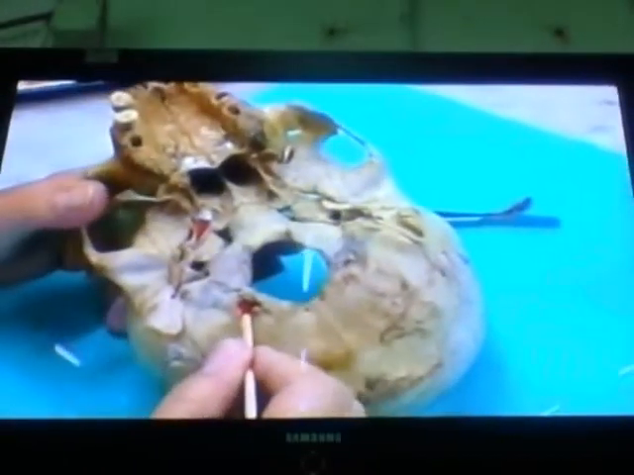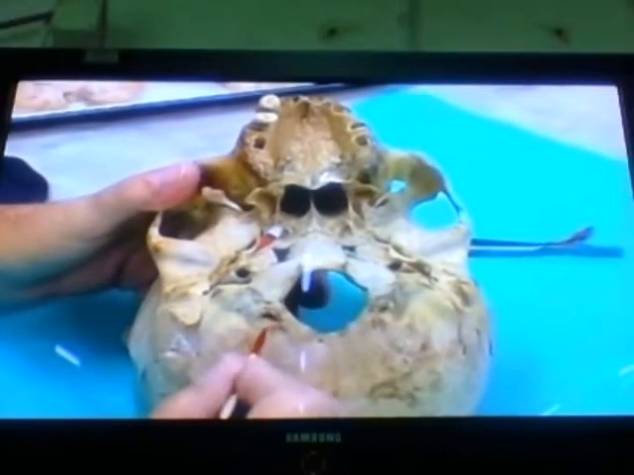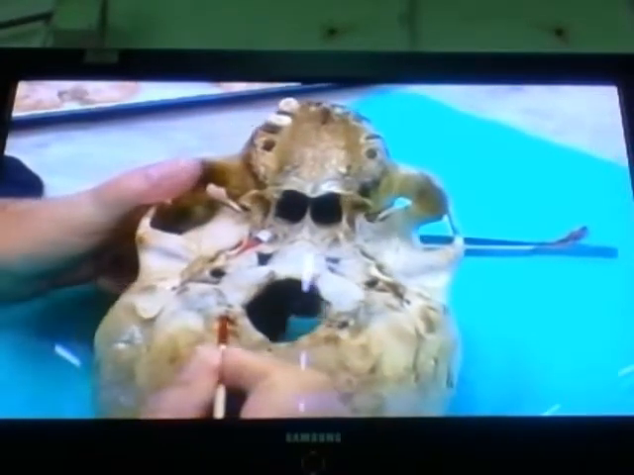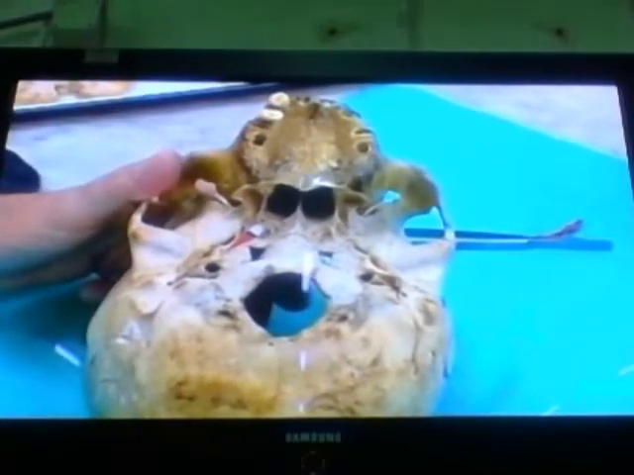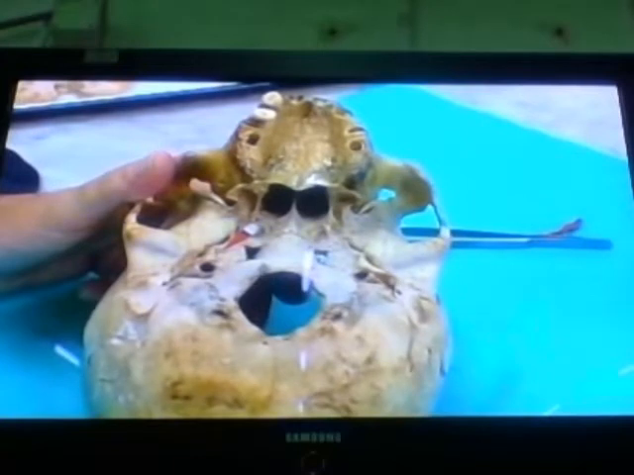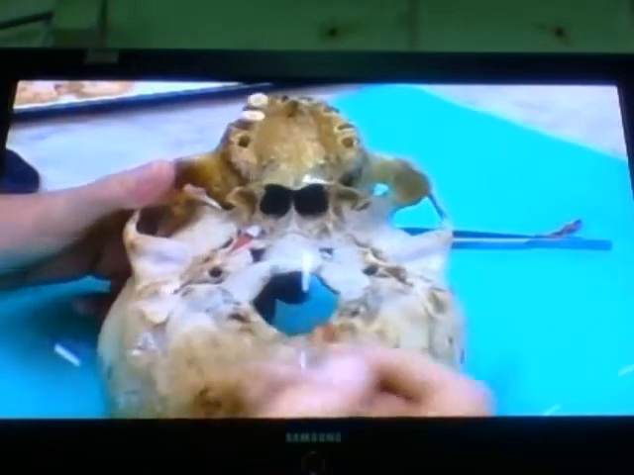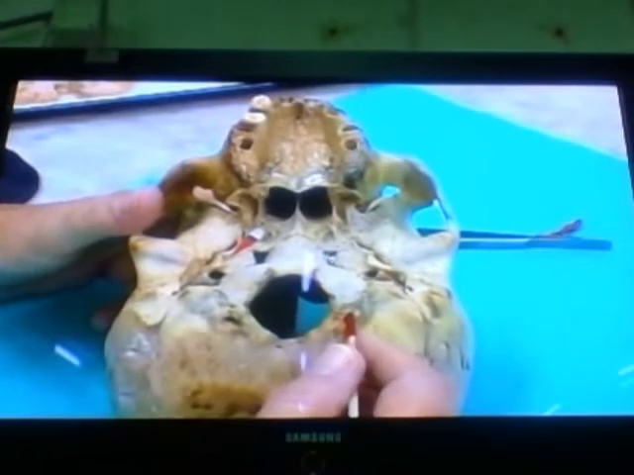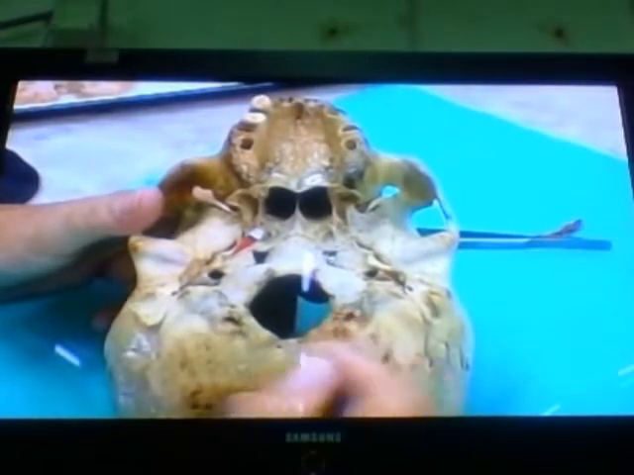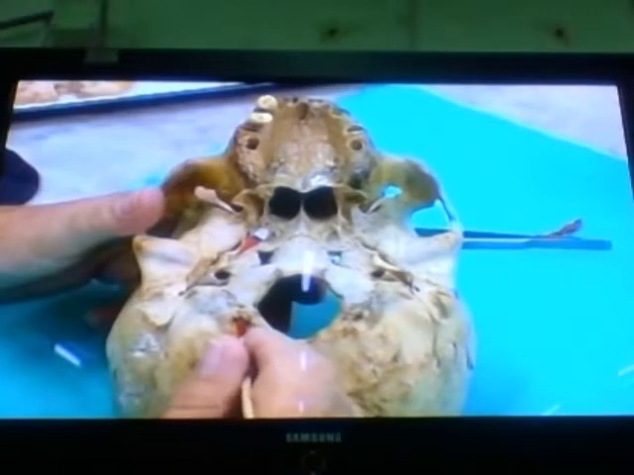So this is indicating what? What is this opening here? When present, it's occupied by the largest emissary vein. Emissary veins, because of the negative pressure within the dural sinuses, draw in superficial blood from veins outside through these veins called emissary veins. Emissary veins connect the superficial veins of the scalp with the deep dural venous sinuses.